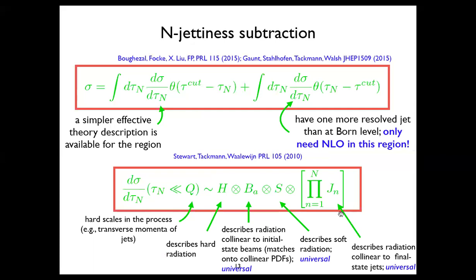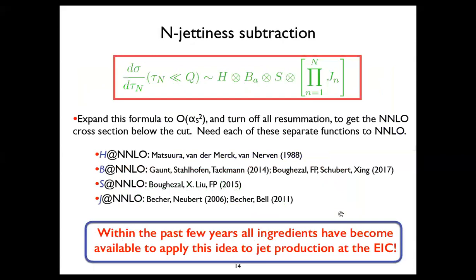And the way that you gain some mileage out of this is that these functions that appear are simpler to calculate than the full NNLO cross section. So that's where you can get some mileage with this approach. Okay, so the basic way that you approach this problem, you expand this formula to order alpha_s squared, you turn off any resummation that you might have wanted to do in the low tau region. And if you know all of the functions to the appropriate order in QCD perturbation theory, in this case, NNLO, you can facilitate a calculation of the NNLO cross section. And indeed, all of these functions are now known within the past few years, and I've listed some references down here on the slides.